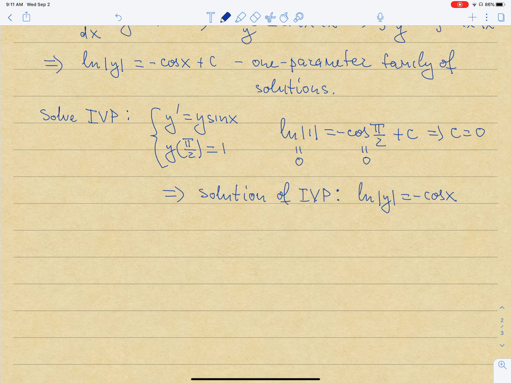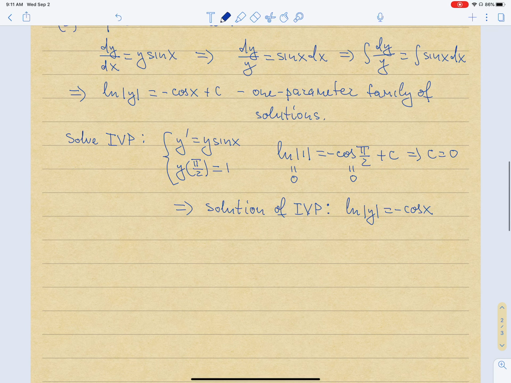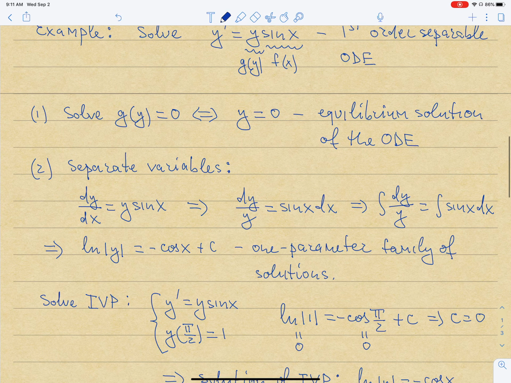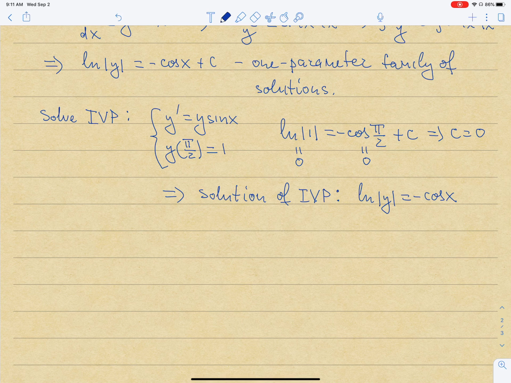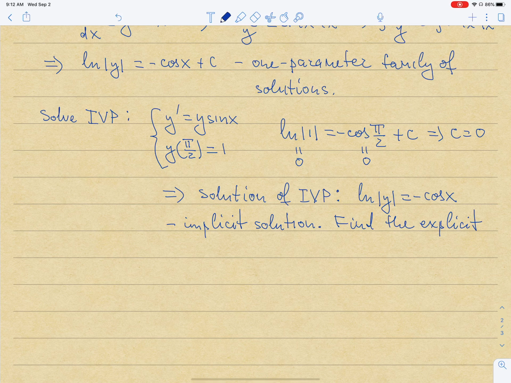Okay, so let's see, I want to then, so I found, this is an implicit solution. Let's see. That is the implicit solution. And let's say, right, because I did not solve for y, let's try to find the explicit solution. How can I do that?